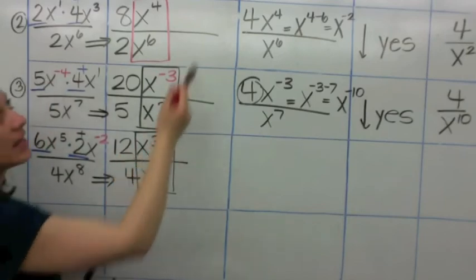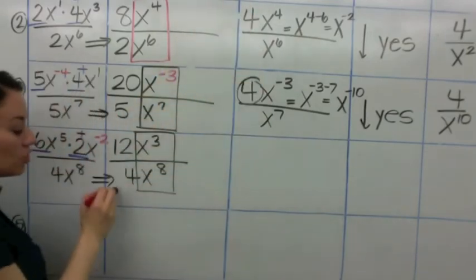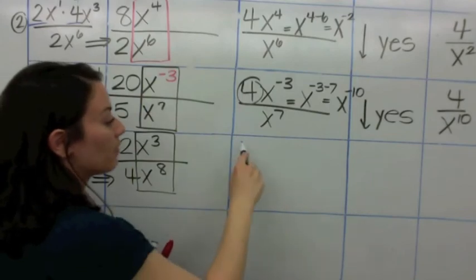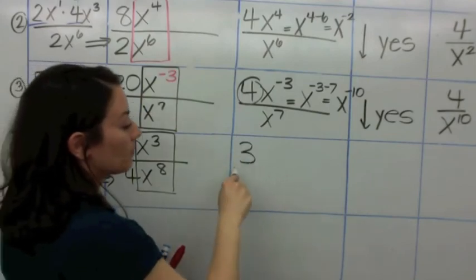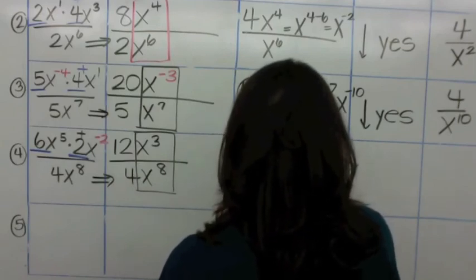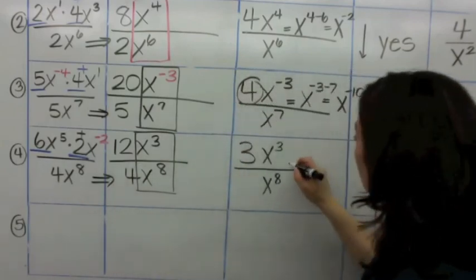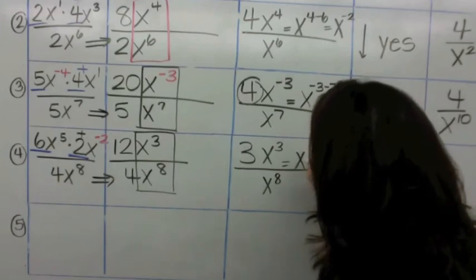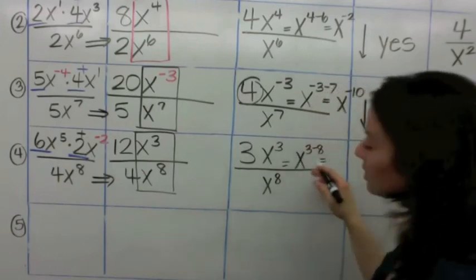So now we're going to divide. Okay, step 3 is divide the coefficients. What's 12 divided by 4? 12 divided by 4 is 3. We're going to rewrite what's in the box, x cubed over x to the power of 8. And then we're going to subtract. We're going to say, this is really x to the power of 3 minus 8. What does 3 take away 8?